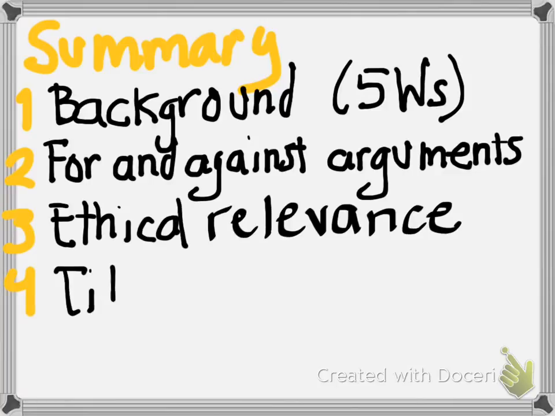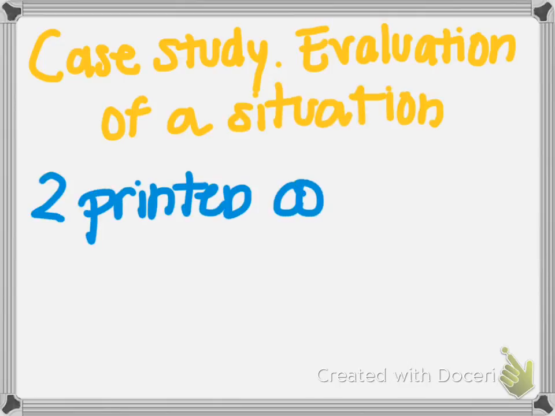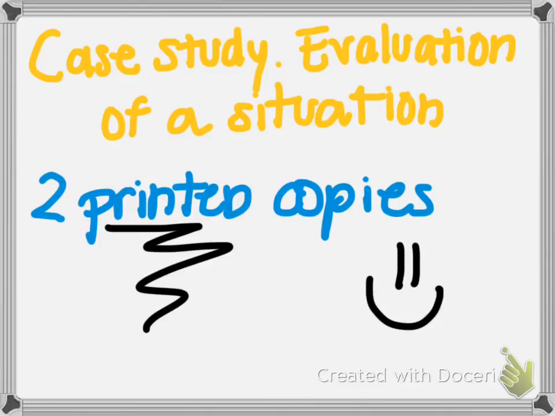Now go to the template called Case Study Evaluation of a Situation and fill in your outline. Don't forget to bring 2 printed copies for the next class. In case you need it, at Schoology there is also a sample of an outline on process automation with a case study form.